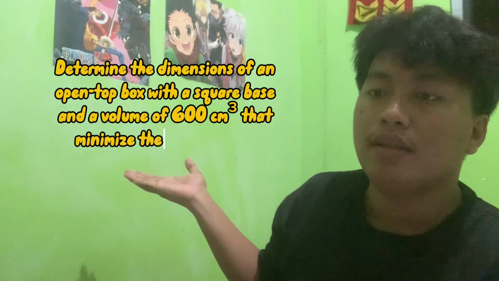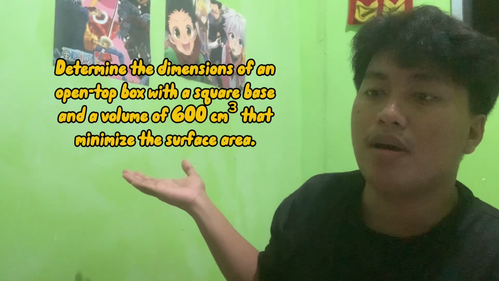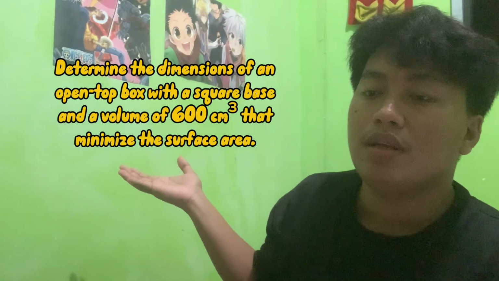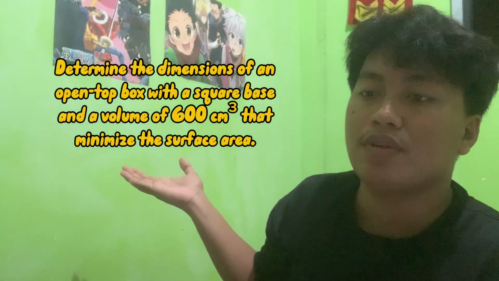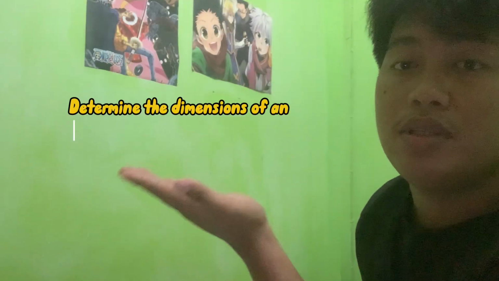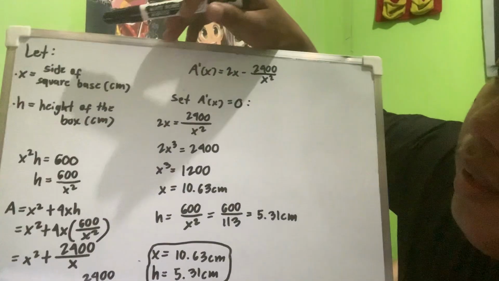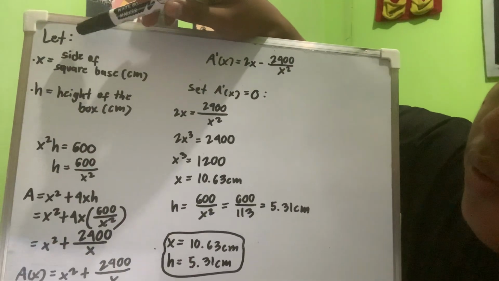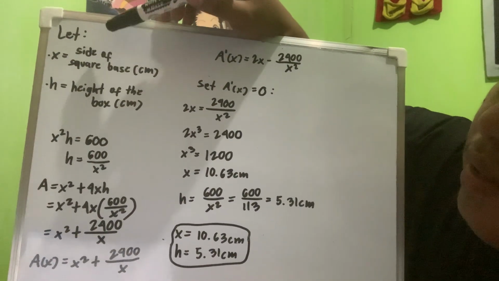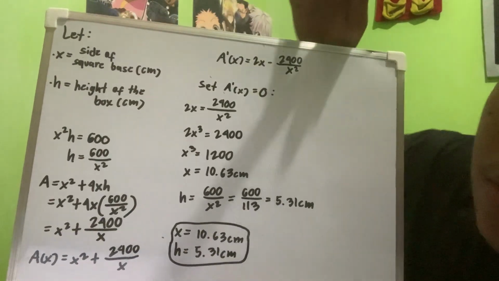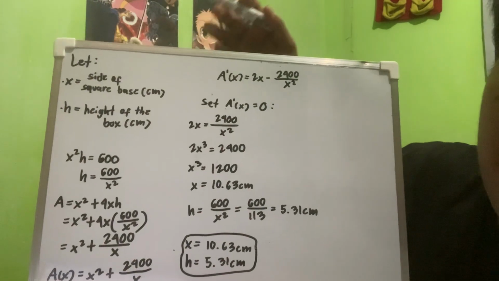So, the first problem is: determine the dimensions of an open top box with a square base and a volume of 600 cm cubed that minimize the surface area. So this is problem number 1, and I already solved it. Let x equal the side of the square base in cm and h equal the height of the box in cm. So first we find the volume.